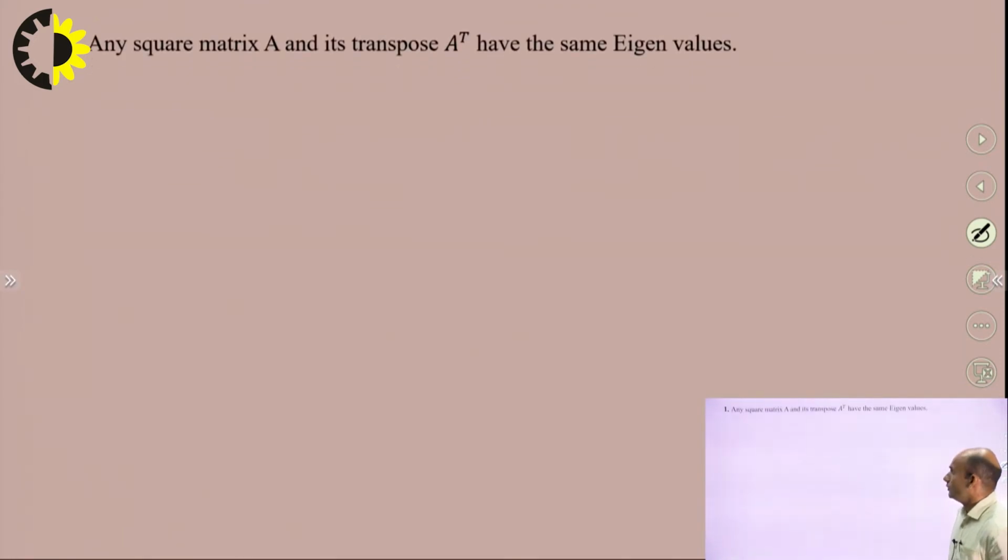Now we have some properties related to eigenvalues or characteristic values. First one is, if we have any square matrix A and suppose we have some eigenvalues, let us say 2 and 5, and these are the eigenvalues of the matrix, then if we take the transpose of A, the eigenvalues will be the same. So if A has eigenvalues 2 and 5, then the eigenvalues of A transpose are also 2 and 5.